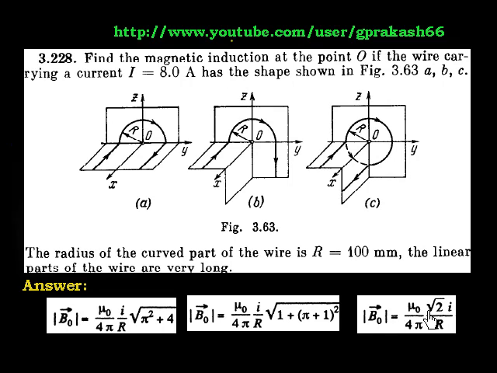Okay, let us discuss this problem. So this is: find the magnetic induction at point O if the wire carries current I. So there is a point O in this figure. We have to find magnetic induction at this point, and there is a wire. This wire carries a current I.